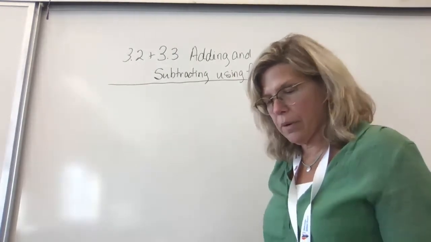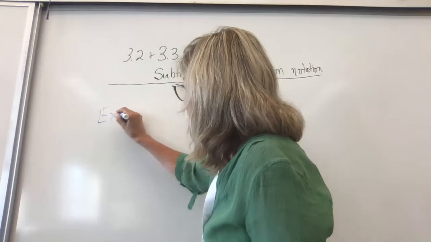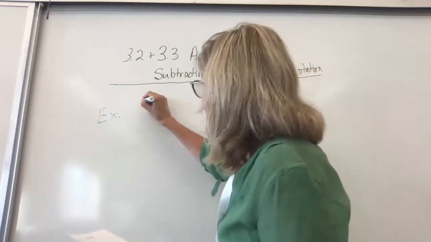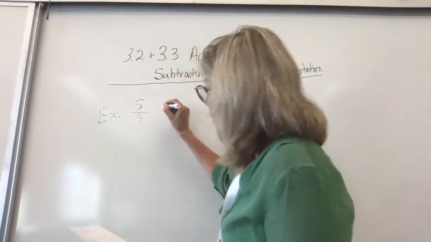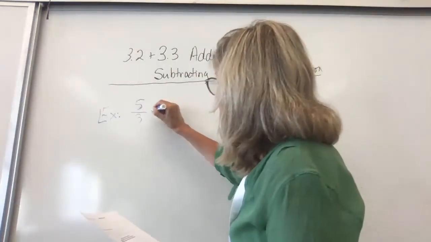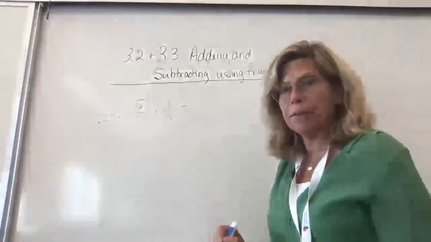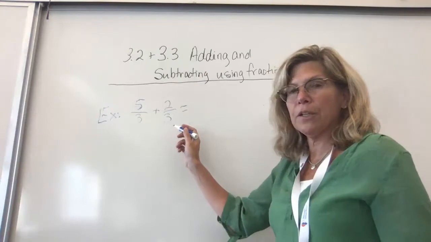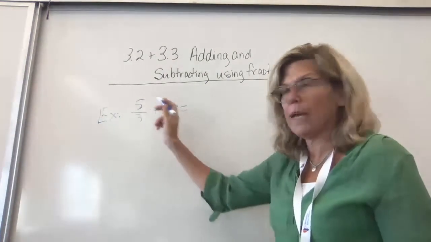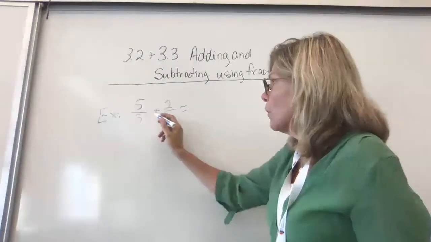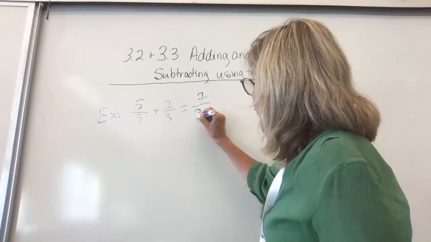So if I say, okay, I have 5/3 plus 2/3, what does that give you? Well, the denominators are the same. So if the denominators are the same, that means we can just add the numerators. So that's adding 5 plus 2 and getting 7 over 3.